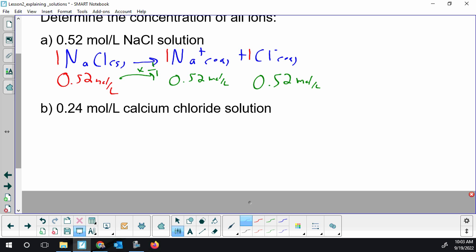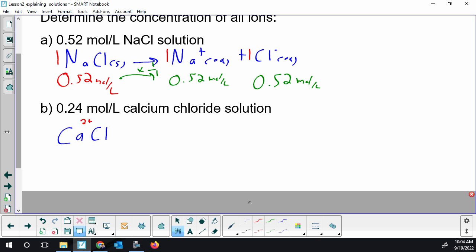I'm going to write the dissociation equation first. We have calcium in group 2, which is Ca. We have chloride in group 7A or 17. I'm going to switch to red. You don't have to write the charges. You just have to have the right subscripts.